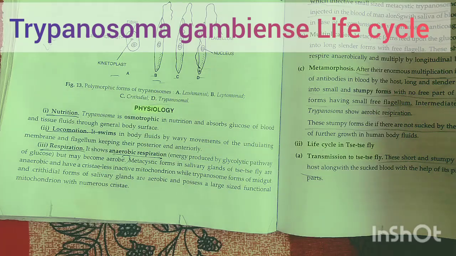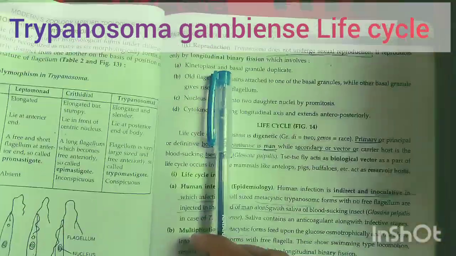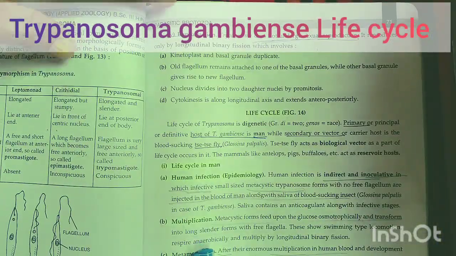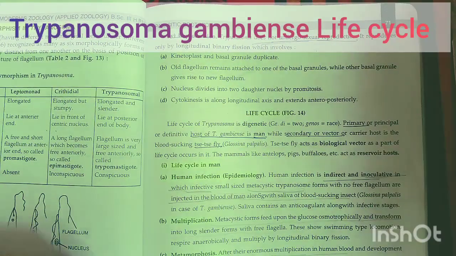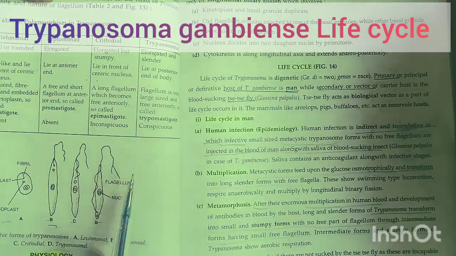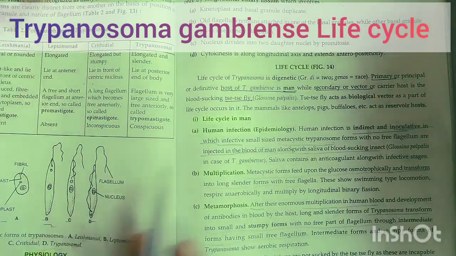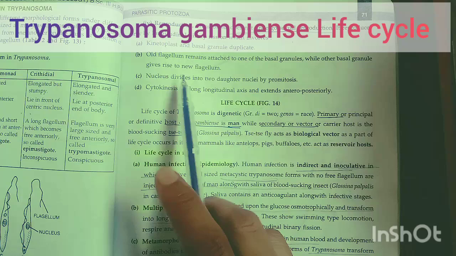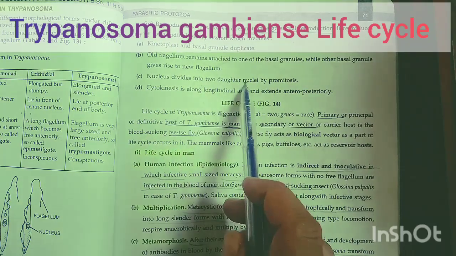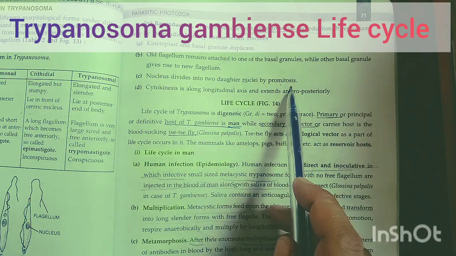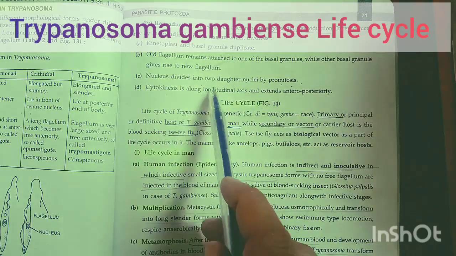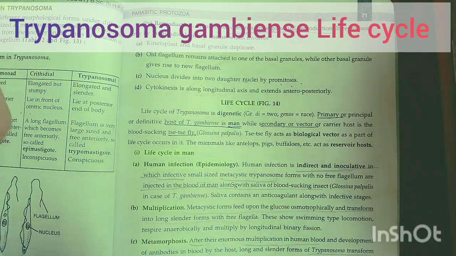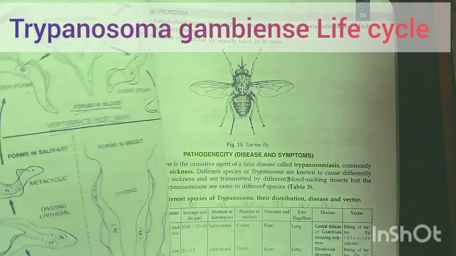Now we talk about reproduction. Trypanosoma does not undergo sexual reproduction. It reproduces only by binary fission, that is asexual fission. In this, the kinetoplast and basal granules duplicate. The old flagellum remains attached to one basal granule, while the other basal granule gives rise to a new flagellum. The nucleus divides into two nuclei by promitosis, and cytokinesis is along the longitudinal axis, extending anterior to posteriorly. Next we have the life cycle.